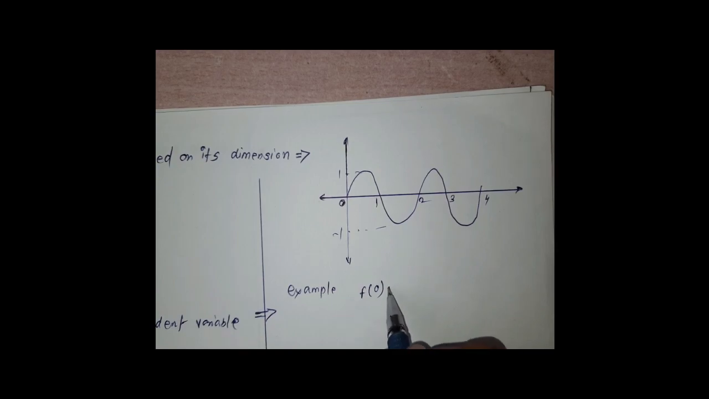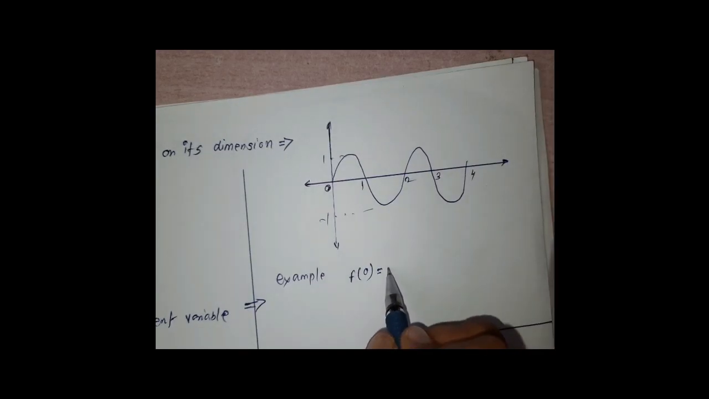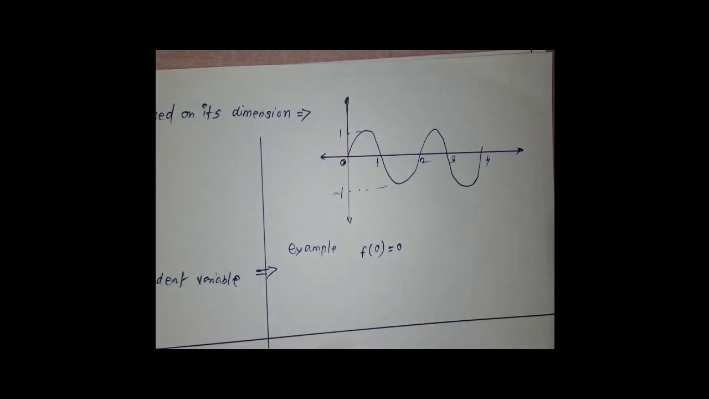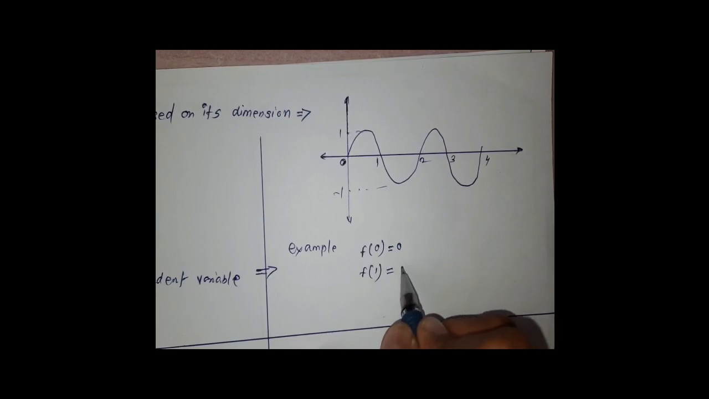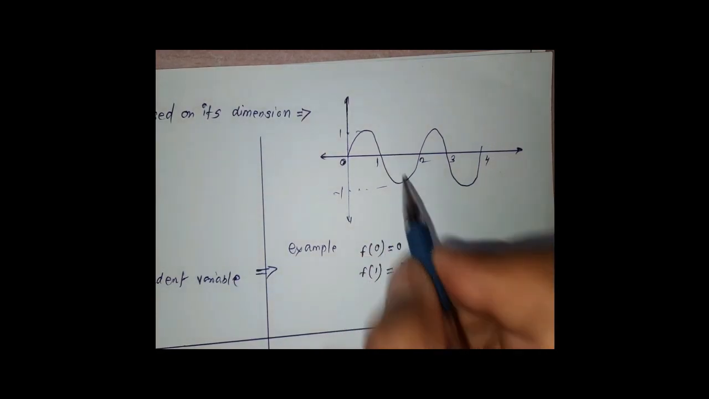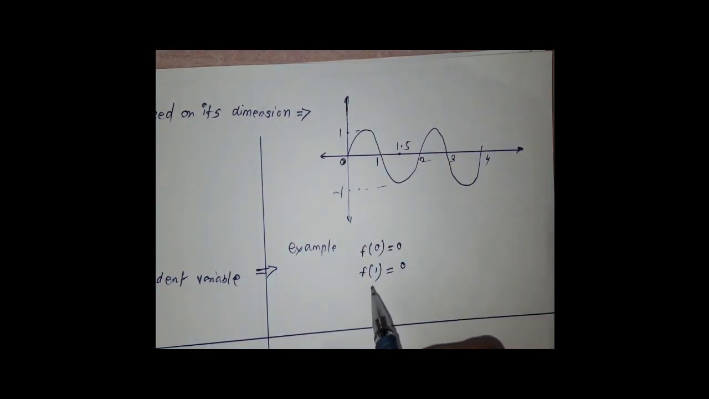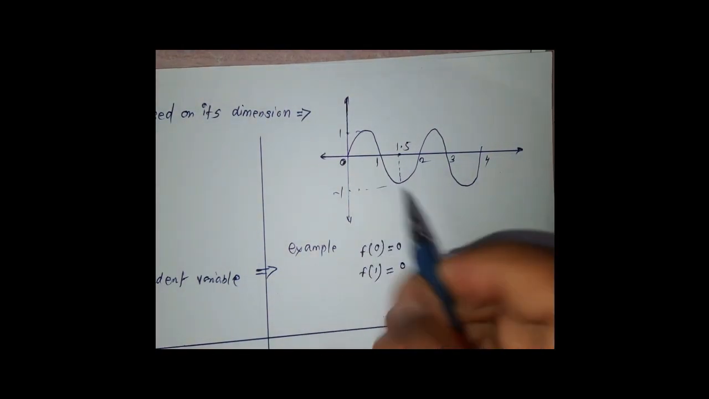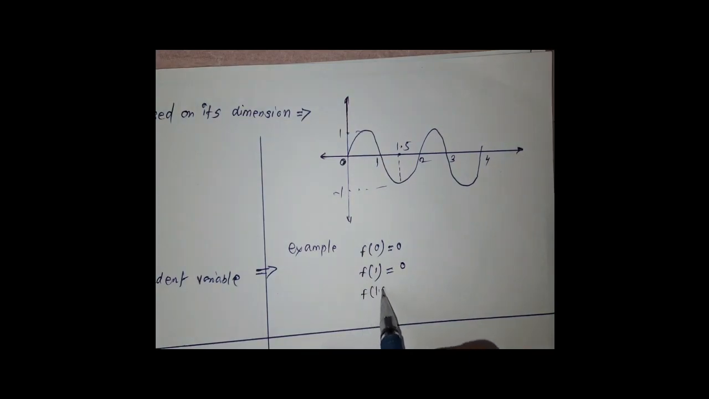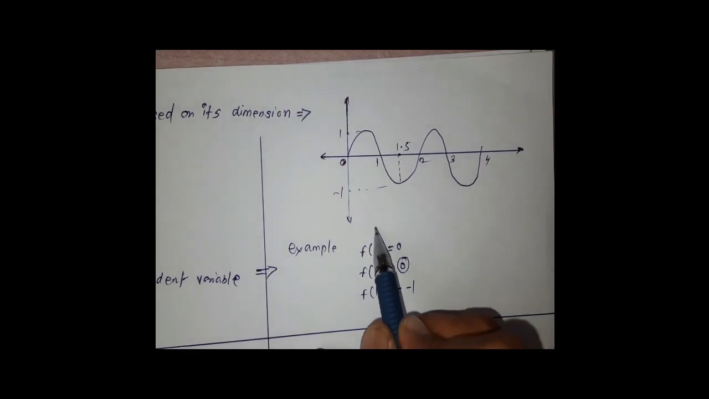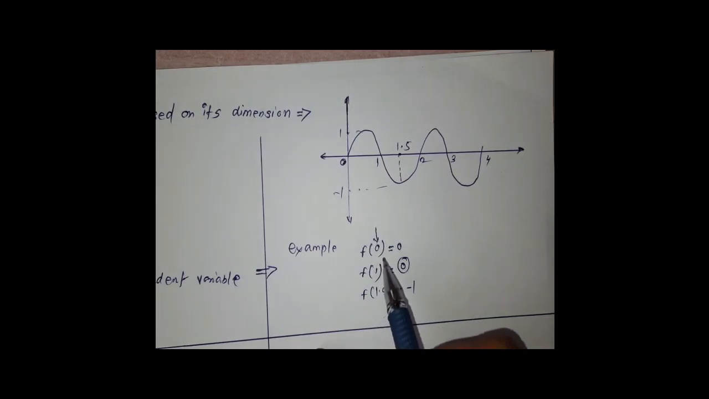So for f(0) the value of the signal is 0. Then for f(1) the value of the signal is, once again, 0. And suppose I want to find out the value which is present at 1.5. So for f(1.5) the value is minus 1. This is nothing but the amplitude value, and this is nothing but the dimension of the signal.